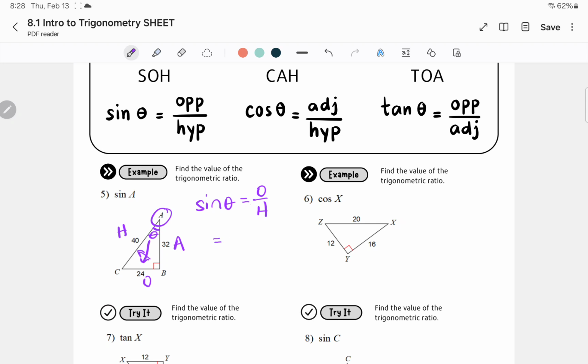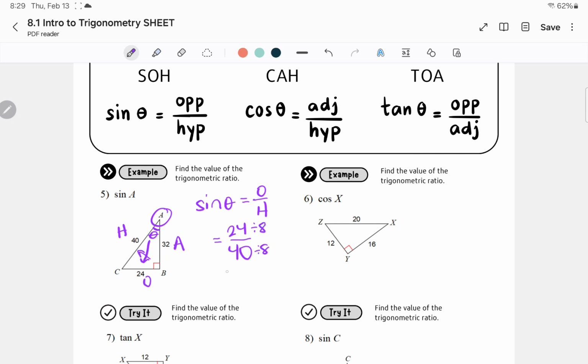And now we're going to fill in. So O is 24. See how we labeled it? So we know it's 24. And then hypotenuse, H, is 40. That's why you have to label it first, so that we can just easily put the numbers in. So we got 24 over 40. We're almost done, but we need to simplify this. I can divide both of these by 2, 4, but 8 is the biggest one. So let's divide both by 8.